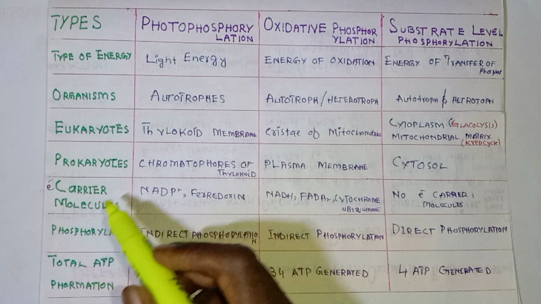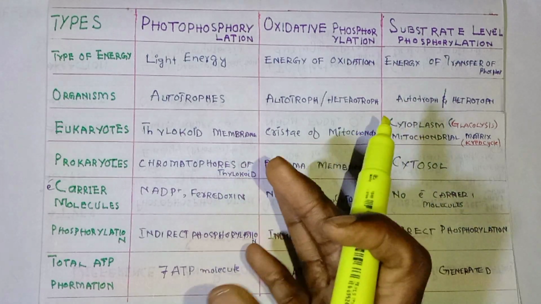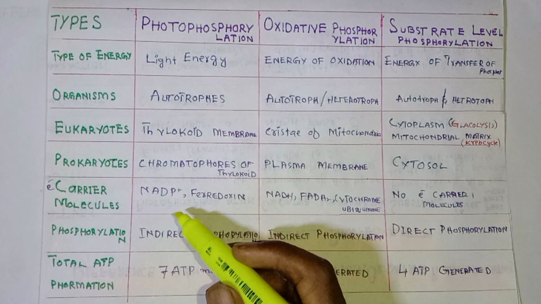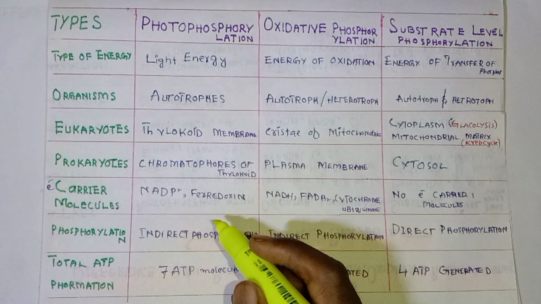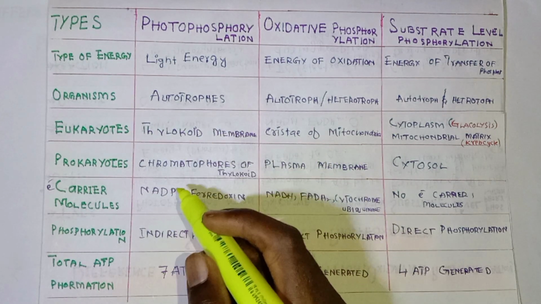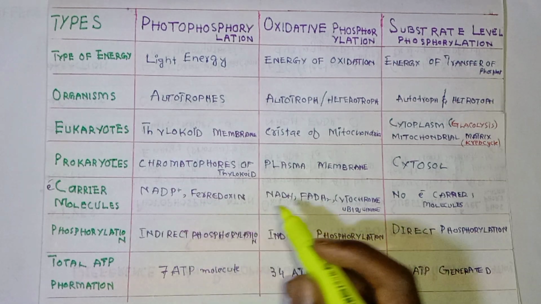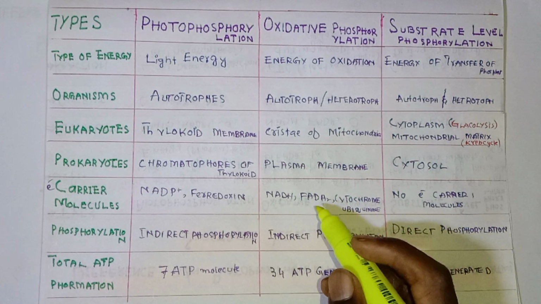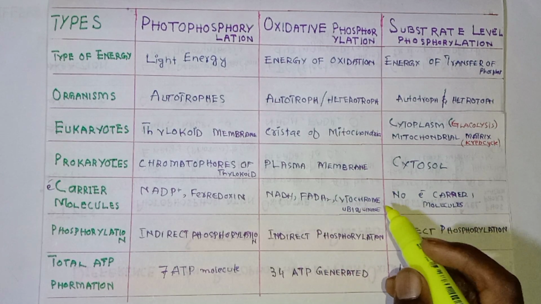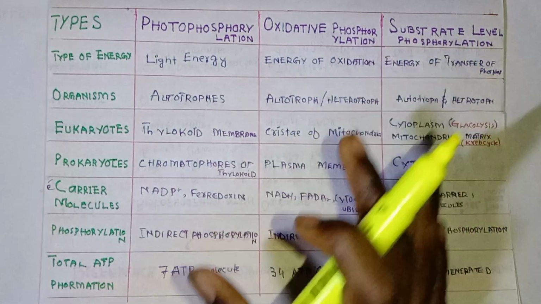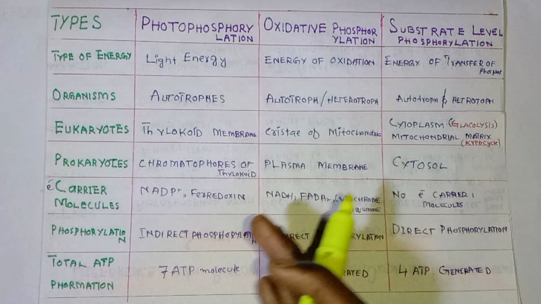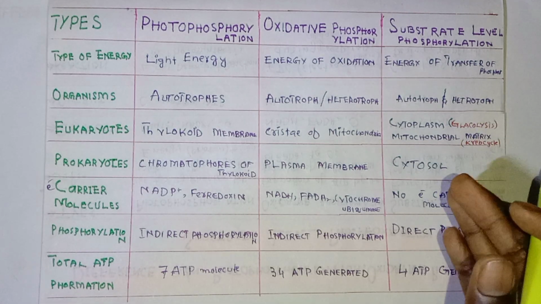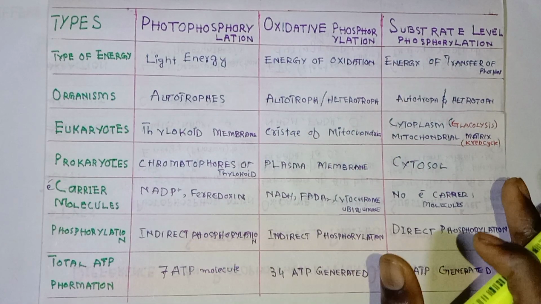So electron carrier molecules, what are the electron carrier molecules in the types of phosphorylation? In photophosphorylation, the electron carrier molecule is NADP plus, and with that ferredoxin. Ferredoxin is iron containing. So these are the electron carriers in photophosphorylation. If we talk about oxidative phosphorylation, the electron carriers are NADH, and with that FADH2, cytochrome and ubiquinone. So these are the electron carriers in oxidative phosphorylation. In substrate level phosphorylation, there is no electron carrier molecule, but a transfer of a phosphate group to another molecule. So these are the electron carrier molecules.